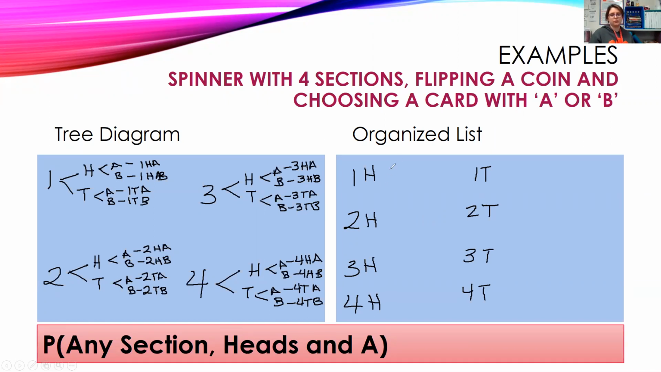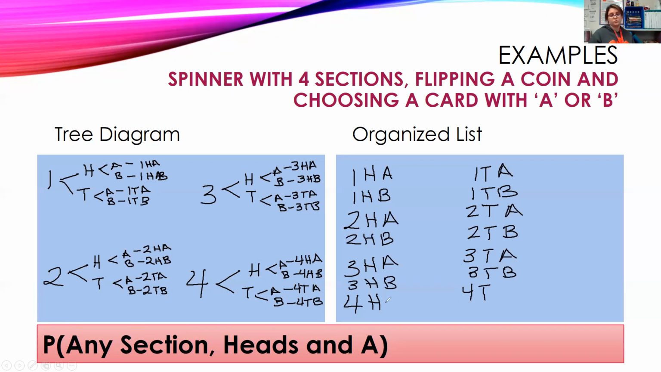And this is where the organized list starts having trouble with multiple things going on, because then I have to do my A or a B. So I can have 1HA, and then I have to think, well, I can have 1HB. I can have 1TA, 1TB, 2HA, 2HB, 2TA, 2TB, 3HA, 3HB, 3TA, 3TB, 4HA, 4HB, and 4TA and 4TB.